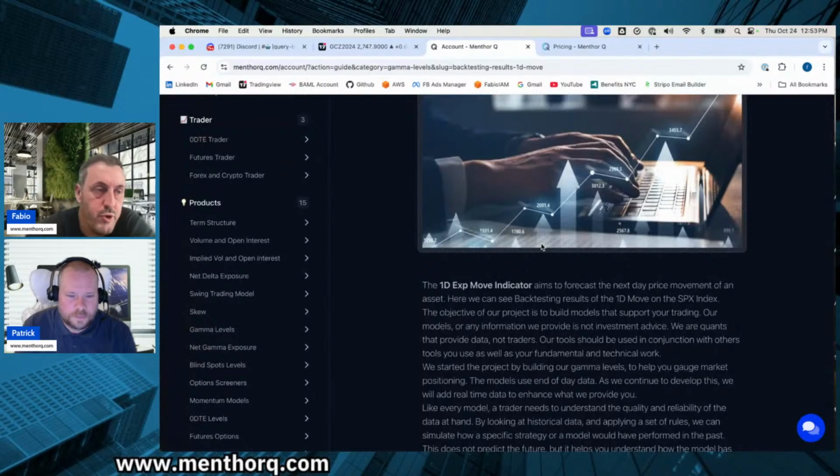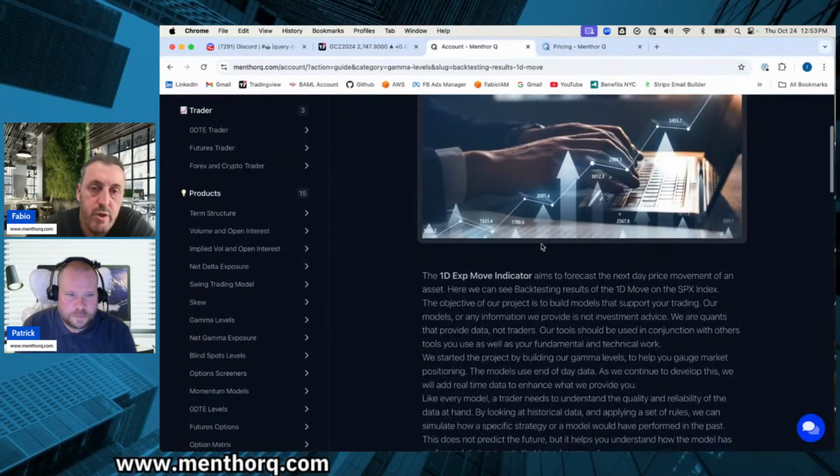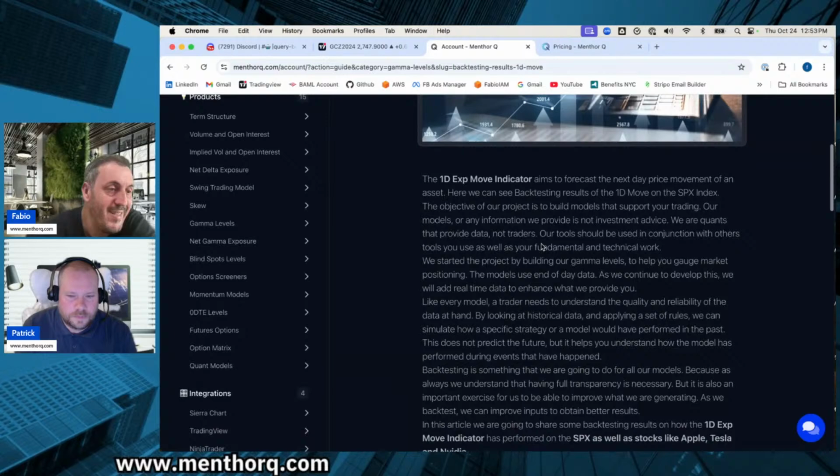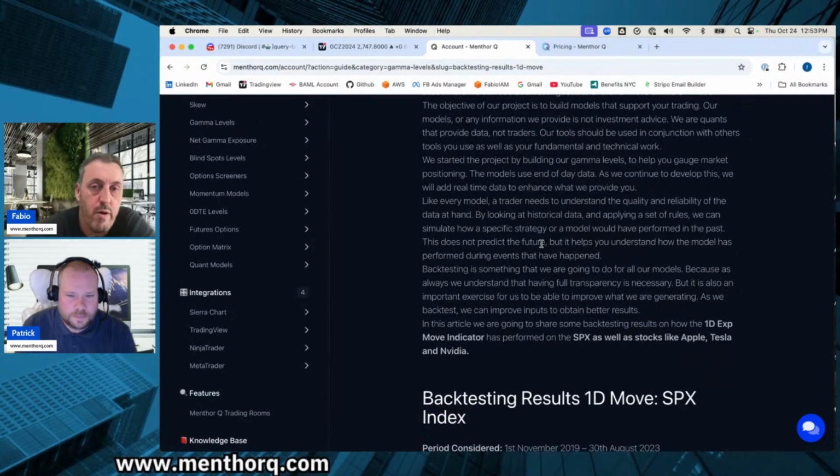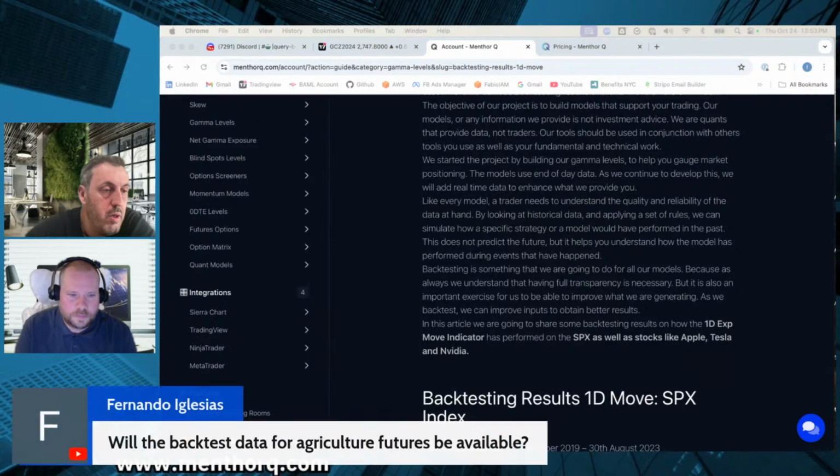We want to do it on futures. We want to do it on other stocks, and we want to go back in time further so we can give you more backtesting there. Will the backtest data for agriculture futures be available? Interesting. It can. You're the first one, Fernando, who has asked for that. Yeah, we'll take it into account and we'll see what we can do.